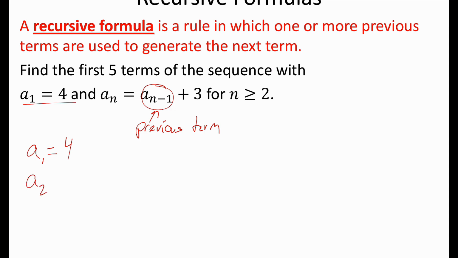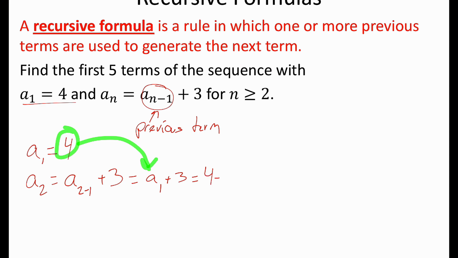Now, to find a sub 2, what we're going to need to do is plug in the previous term. I'm going to do a little bit of overkill in the writing here, but I'll show you in general what I would encourage you to do. We replaced n with 2, so it's going to be a sub 2 minus 1, plus 3. Well, 2 minus 1 is 1. We know what a sub 1 is. We know a sub 1 is 4. So to find the second term, we're going to take the first term, 4, plus 3, giving us a grand total of 7.